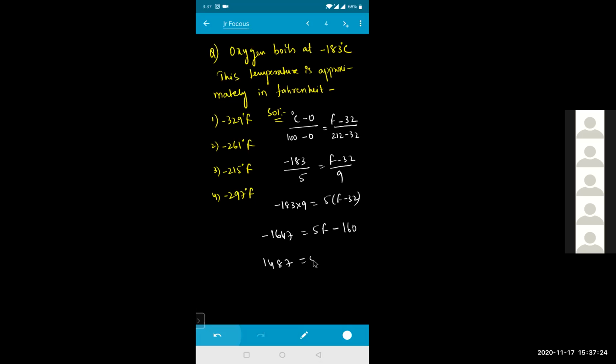1487, sir. So 1487 is equal to 5F, that is, F is equal to 1487 divided by 5. How much is this? It stays minus, right? It comes to about -297.4, that is degrees Fahrenheit. So the first option is nearby, 297, meaning I can write the fourth option. Is it clear? Yes sir. Chalo, very good.